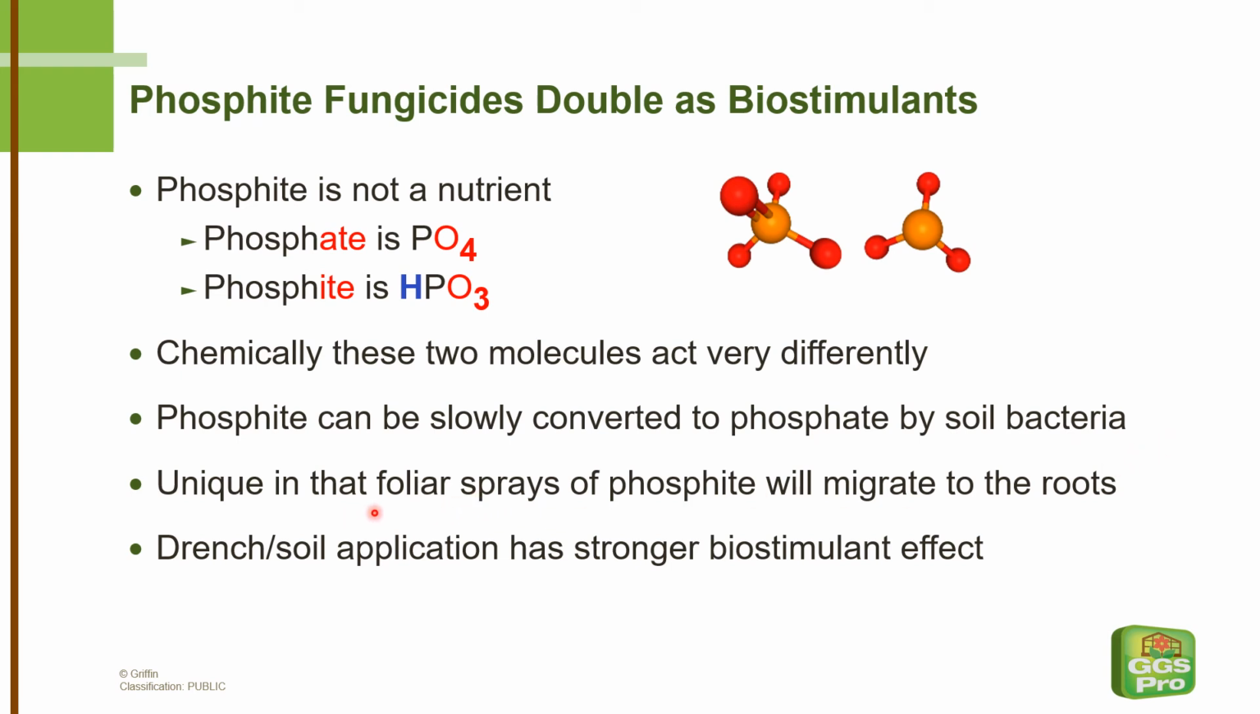The other feature of phosphite is that it's unique among all fungicides in that it will migrate down from the foliage down to the roots, and so you can get some protection against root diseases from a foliar application. However, to get the full biostimulant effect, a drench or soil application is still recommended.